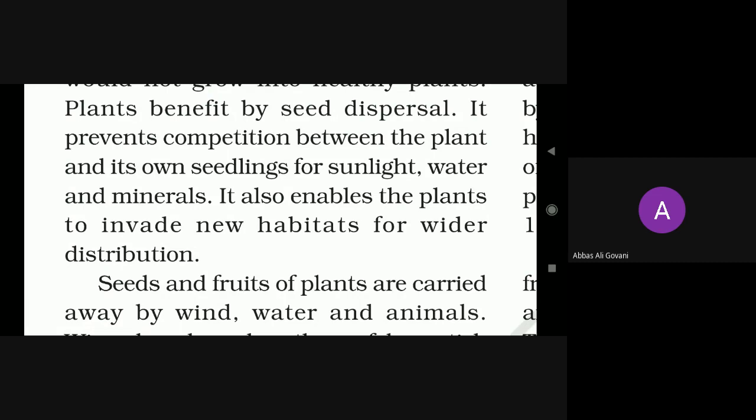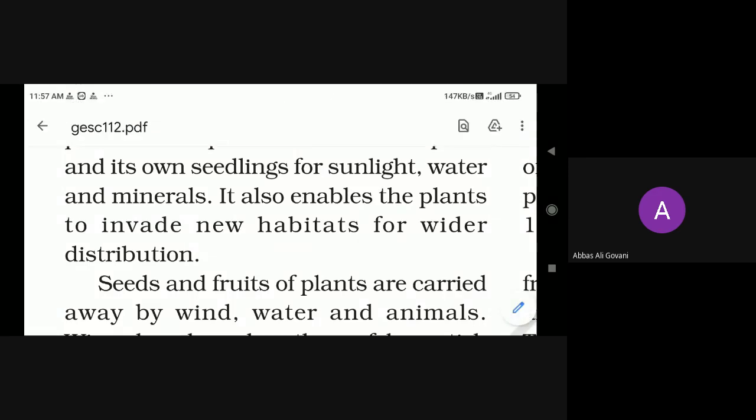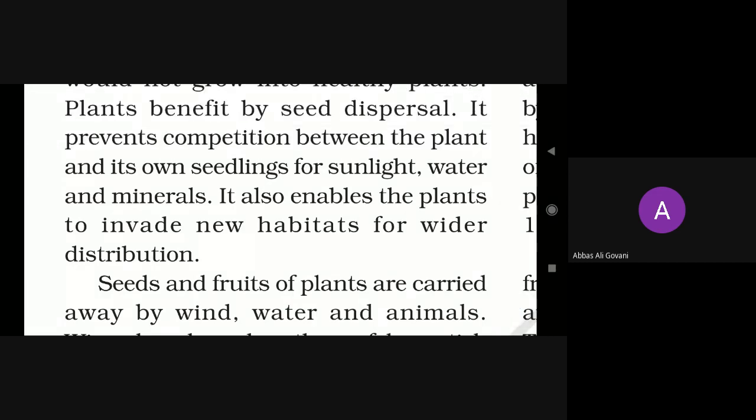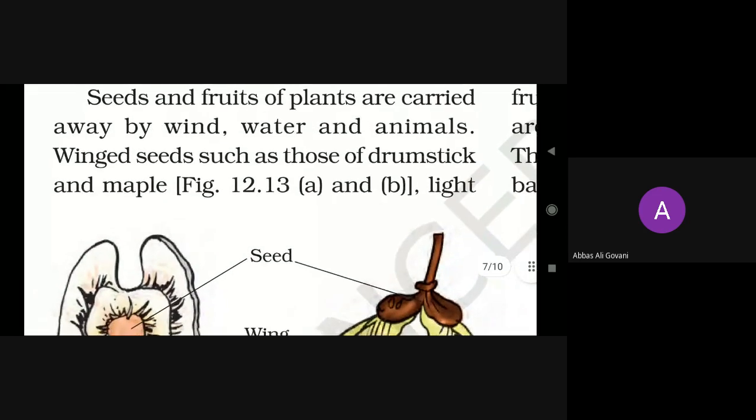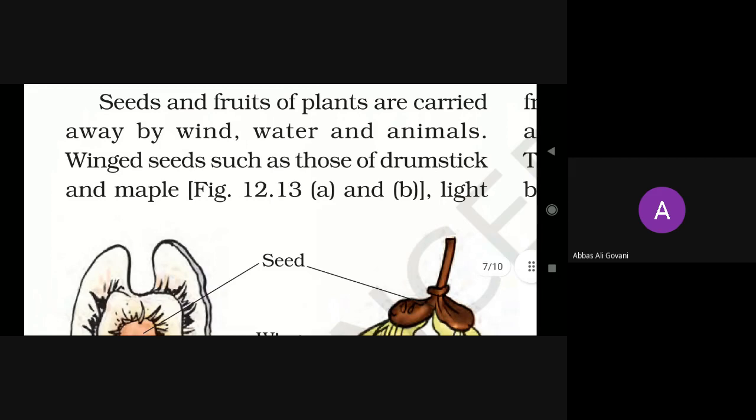Plants benefit by this seed dispersal. It prevents competition between the plant and its own seedlings for sunlight, water, and minerals. It also enables the plant to invade new habitats for wider distribution. Seeds and fruits of plants are carried away by wind, water, and animals.